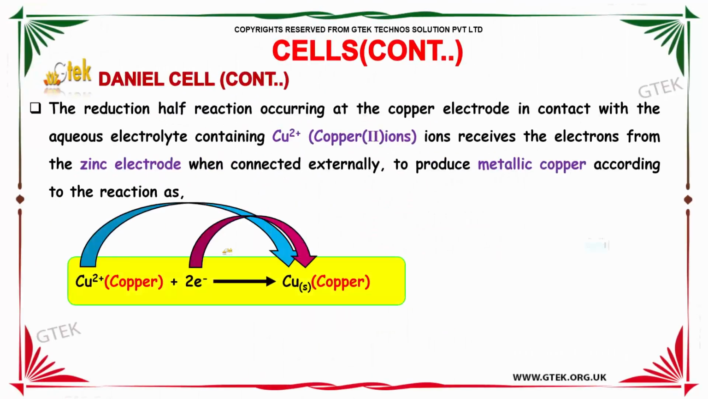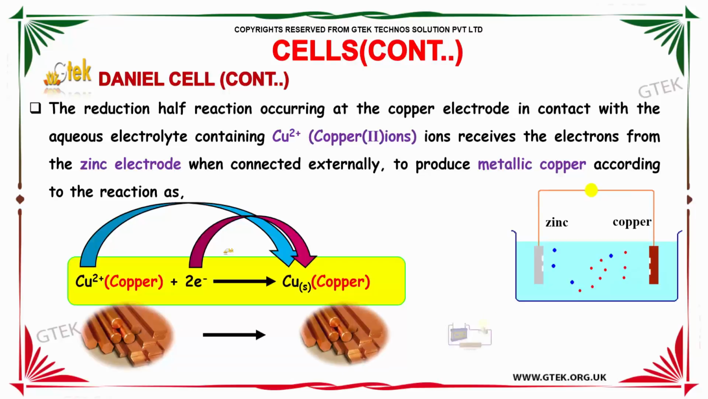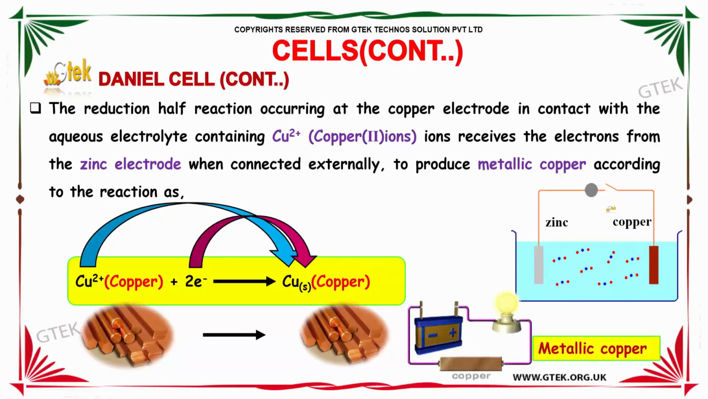The reduction half reaction occurs at the copper electrode, you can see here, this is the copper electrode, in contact with the aqueous electrolyte containing copper 2 ions, which receives the electrons from the zinc electrode when connected externally in order to produce metallic copper according to the reaction as follows. So this is the reaction: copper 2 ions plus 2 electrons gives copper metal.